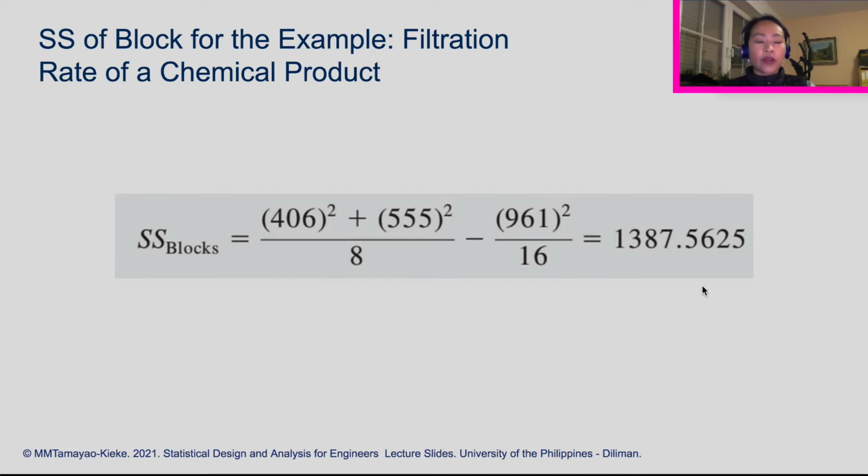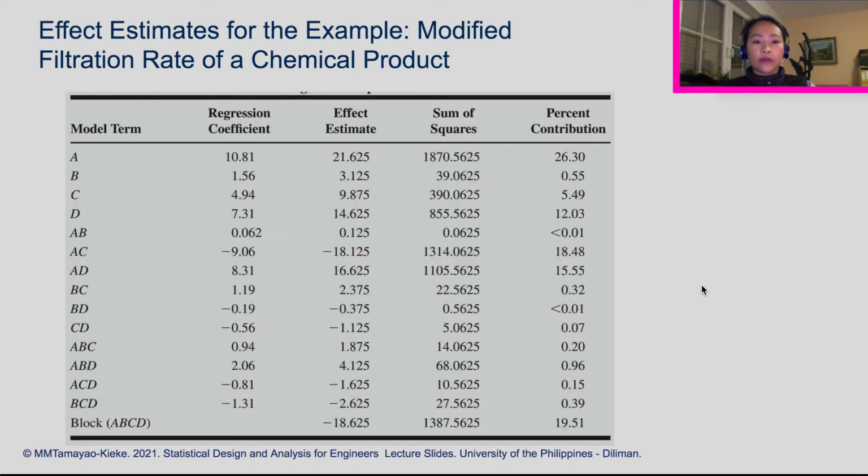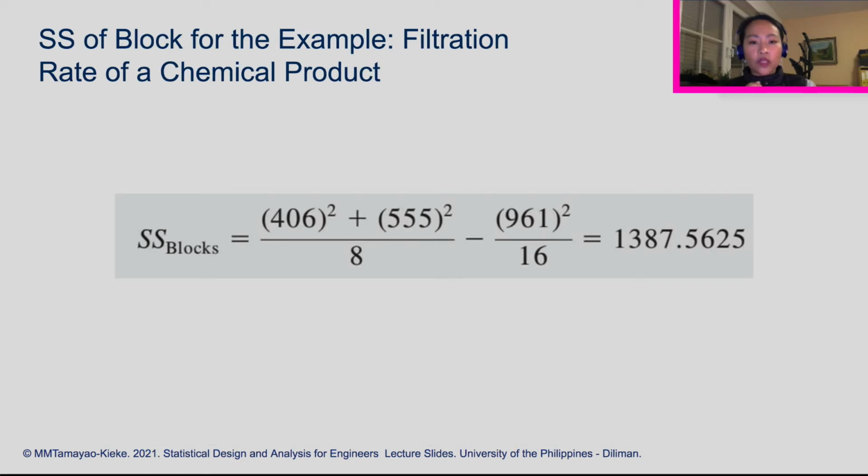Now, remember that the main effects and the interactions are computed in the same manner as when you are not performing blocking. So again, for A, B, C, D, and the interactions, the effects here would be the same as in the case where you are not blocking. Of course, now we have an added row here, which is the block, and we know that the block is confounded with ABCD. Remember that this is the sum of squares that we just computed earlier.